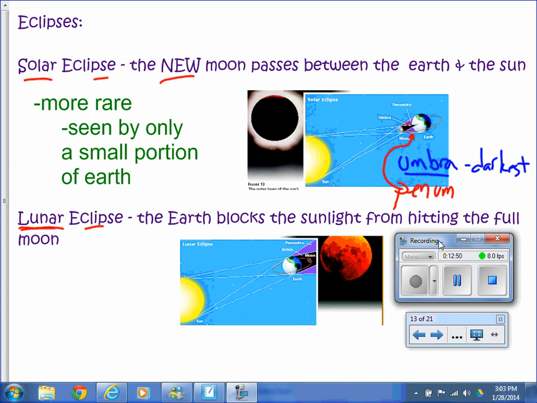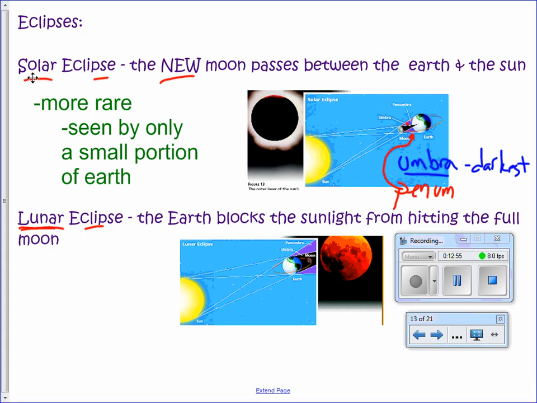First, there is a solar eclipse. Right, and you know what? It's just what the name tells you. Solar means the sun, eclipse means to cover it up. So the solar eclipse can only happen in a new moon. The new moon passes between the earth and the sun.